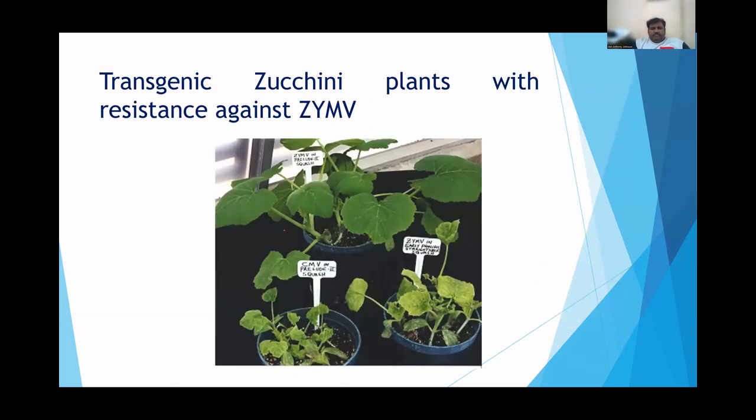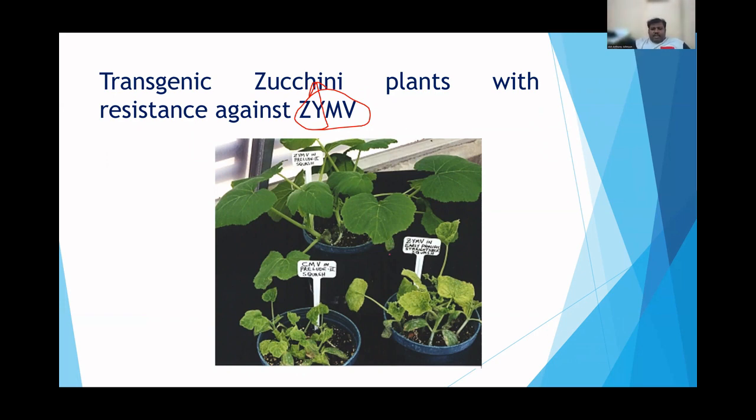A similar type of strategy was used for one more virus called ZYMV, zucchini yellow mosaic virus, which actually infects the zucchini plant. Zucchini is nothing but equivalent to our kira or the cucumber which we consume. It's a sort of cucumber plant, basically belonging to Cucurbitaceae. It's not cucumber, it belongs to Cucurbitaceae.